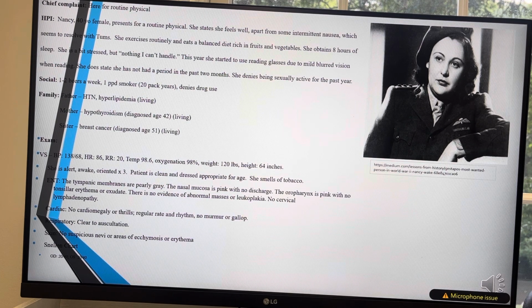She hasn't had a period, though, in 2 months. She hasn't been sexually active for a while. She drinks a little bit. She smokes. She doesn't use drugs. On exam, vitals look pretty good. Her workup looks pretty good. On the Snellen chart, her vision is not good.